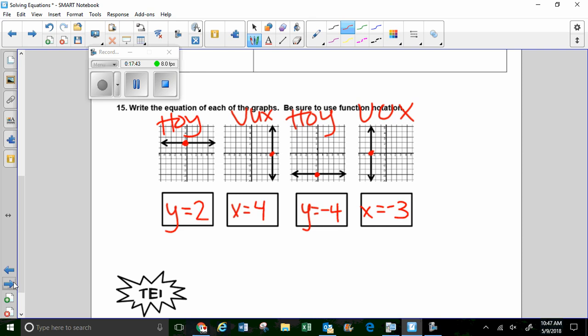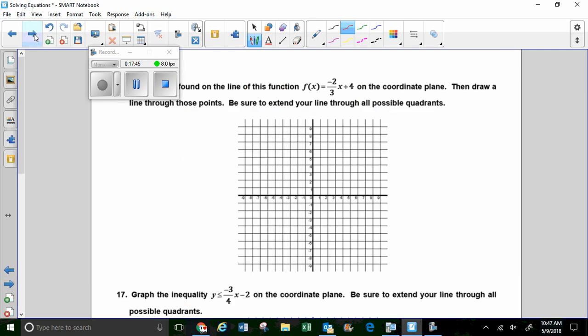All right, last page. Go ahead and flip over. So it says plot 2 points found on the line of this function on the coordinate plane, then draw a line through those points, and be sure to extend through all possible quadrants. So this might look confusing, but just remember that f of x is a replacement for y. So all we're looking at is a slope-intercept equation. So we've got our slope, that's m, and we've got our y-intercept. Remember, you always begin at your y-intercept.